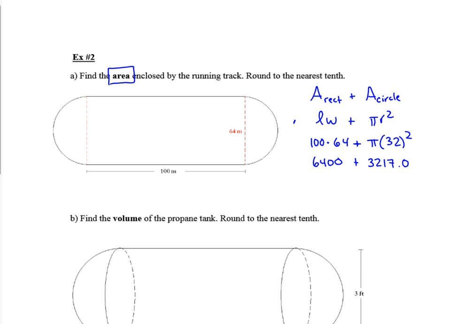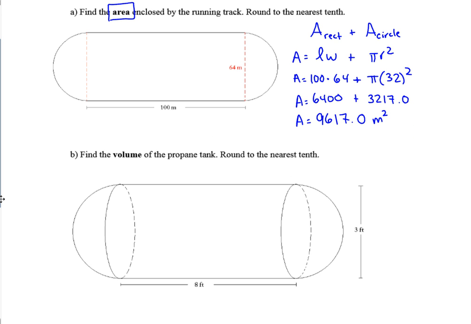So when you add this together, total area is equal to 9,617.0 meters squared. Okay, so we can take that same idea and apply it to a 3D concept. So instead, what 2 shapes? Oh, so the area of a circle? Because you have a hemisphere plus another hemisphere, and if you push them together, they create a circle.